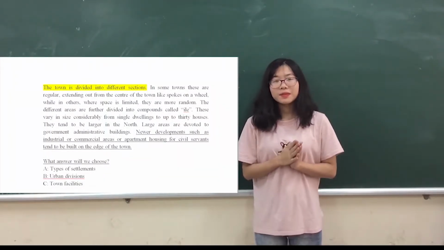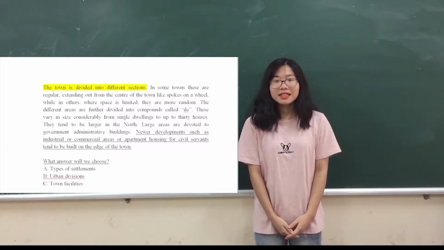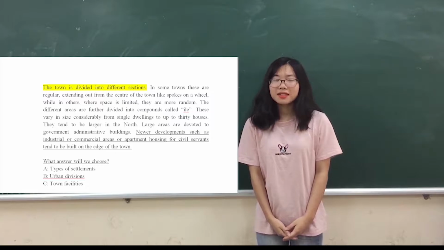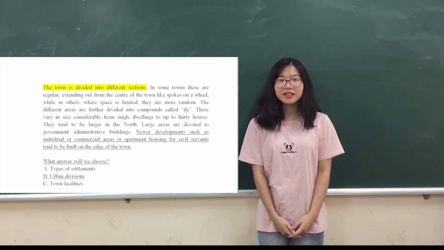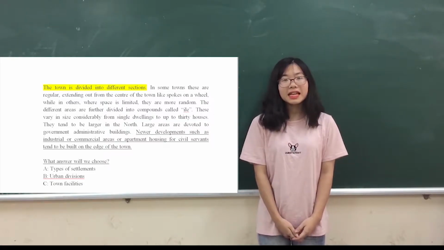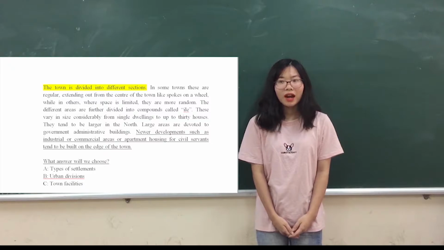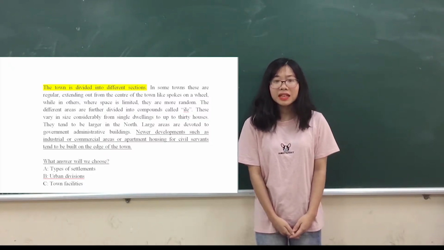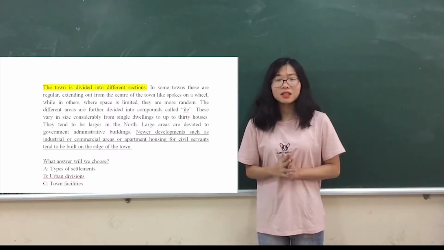A. Types of settlements. B. Urban divisions. C. Town facilities. The answer can be seen in the first and also the topic sentence. The word divided is a signal to find the correct answer. B. However, even if you think you know the answer, make sure that you read the last sentence to check your ideas.